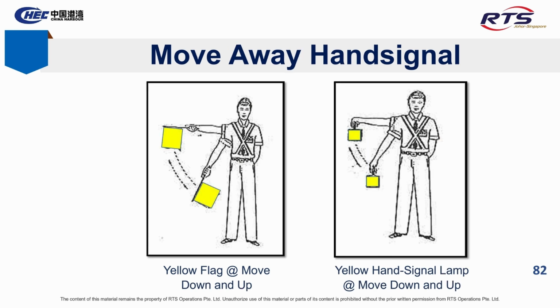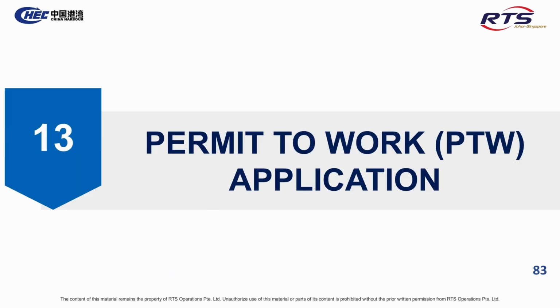Slide 82. Move away hand signal. To signal a vehicle to move away, use a yellow flag or yellow hand signal lamp. Move the flag or lamp repeatedly from the shoulder height down and up.